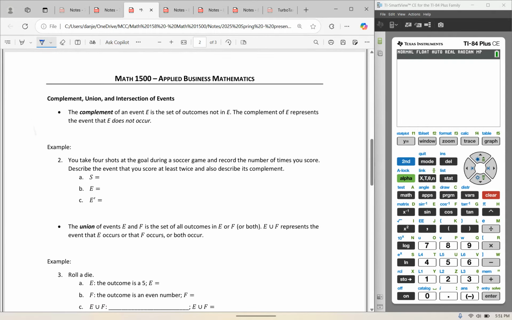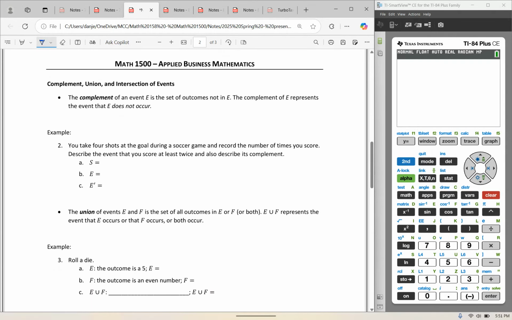Okay. Complement, union, and intersection. We've seen the word complement before. The complement of an event, E, is the set of outcomes that are not in E. So if E is events that occur, then the complement of E would be the events that do not occur.